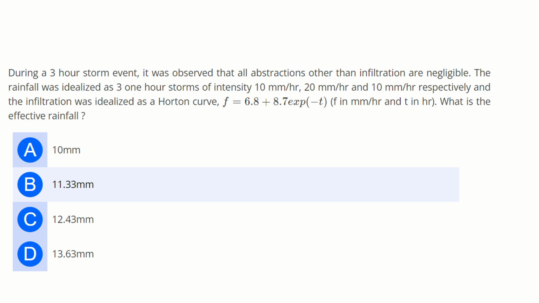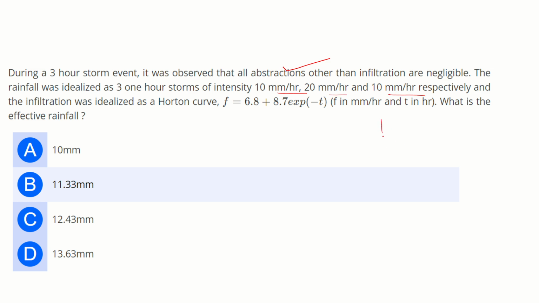Okay, so the next question is very interesting. There is a 3-hour storm event. एक 3 घंटे का storm event हुआ. And they are saying कि all other abstractions than infiltration are negligible. सिर्फ infiltration हुआ है, बाकी सारे abstraction is negligible. रेनफॉल को हम लोग क्या कर सकते हैं? 3 1-hour storm of intensity 10 mm per hour, 20 mm per hour and 10 mm per hour.